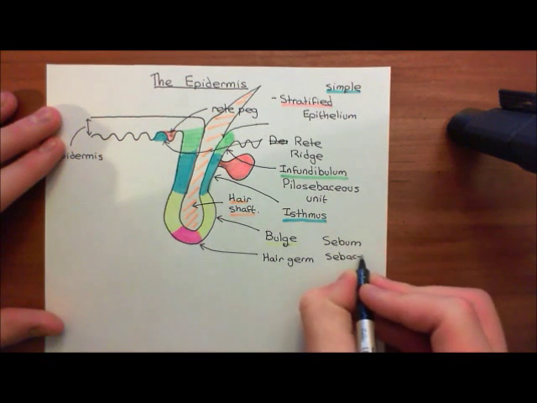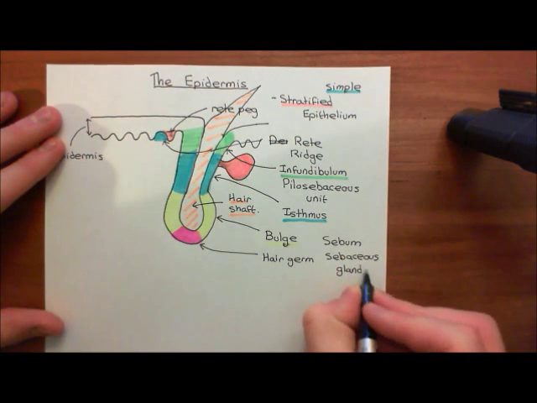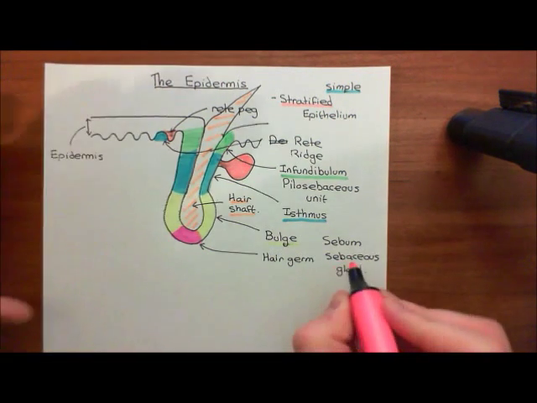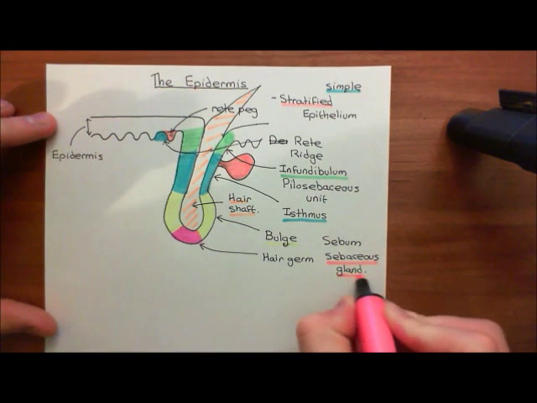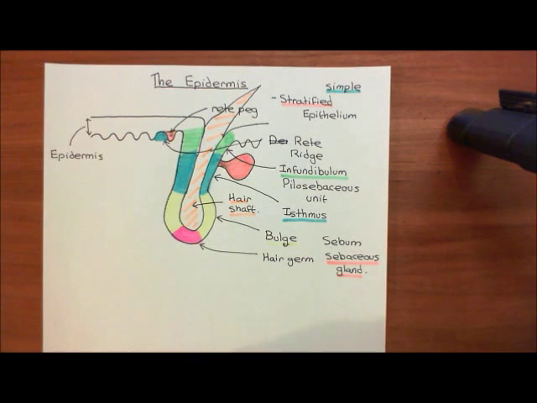Okay, so in red there we have the sebaceous gland, so I'll colour code this label down here in red. So there's the sebaceous gland. Right, so that's the structure of a pilosebaceous unit.